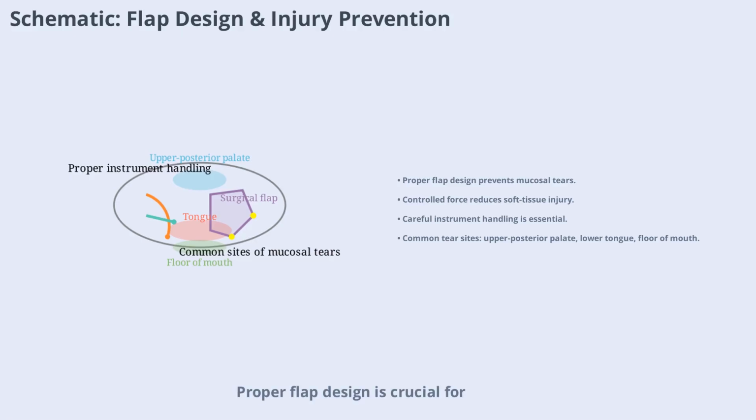Proper flap design is crucial for preventing soft tissue injuries during oral surgery. The schematic illustrates the ideal flap size, controlled force application, and careful instrument handling. It also highlights common sites of mucosal tears and demonstrates how to avoid excessive pressure on delicate tissues. This visual guide reinforces the importance of technique in minimizing intraoperative complications.